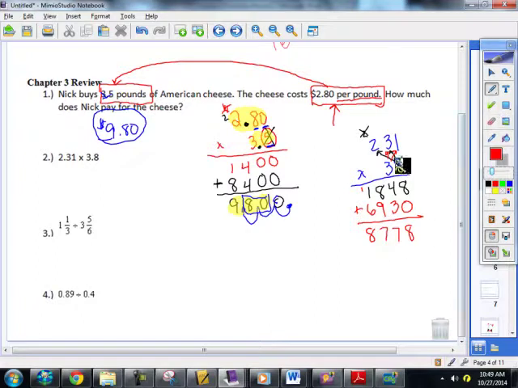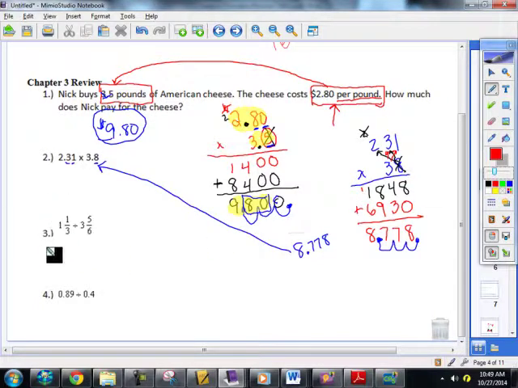Now again, we know that 231 times 38 is 8,778. But now we must count up how many numbers to the right of the decimal place we had. So 1, 2, 3. So that means my decimal needs to move 1, 2, 3. So 8.778 would be your answer for number 2. Okay? So a lot of silly mistakes possible. We've got to try to clean those up.